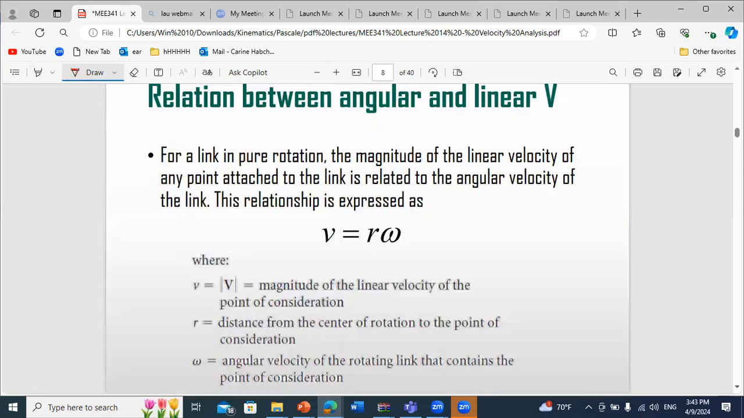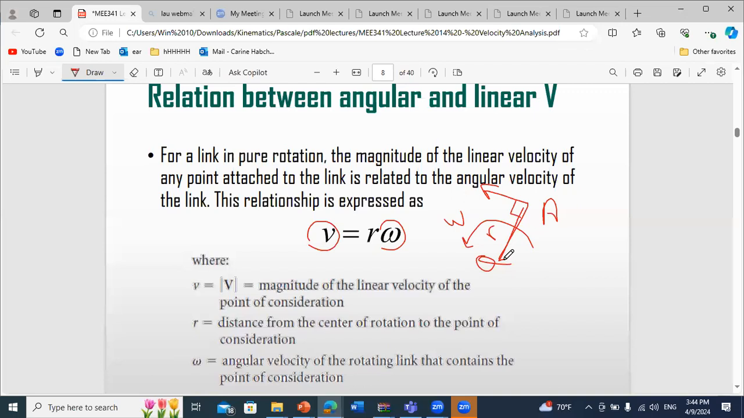And you know already that if you have rotation about a fixed point, you can relate the linear velocity to the angular velocity. So if I have a point A rotating about a fixed point O, I can say automatically that the velocity of A has a magnitude equal to the perpendicular distance from O to A, which is R, multiplied by the angular velocity of rotation of link OA.